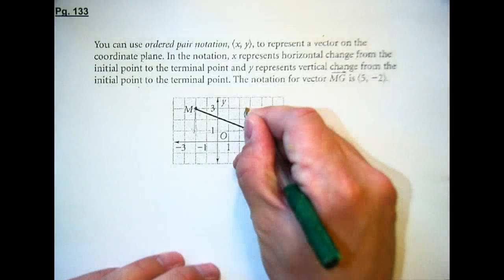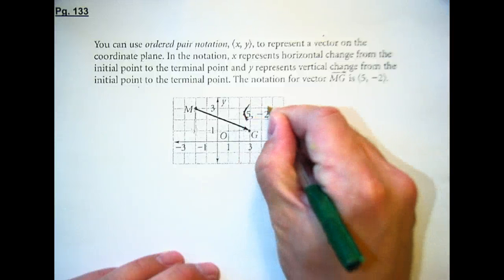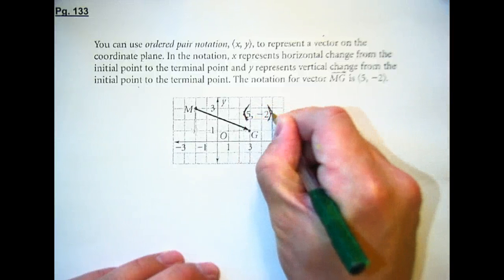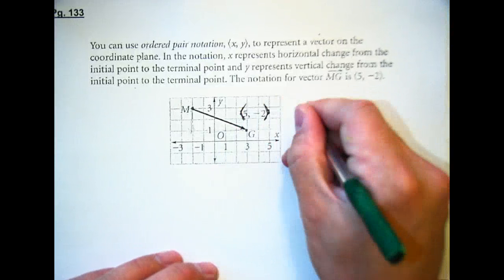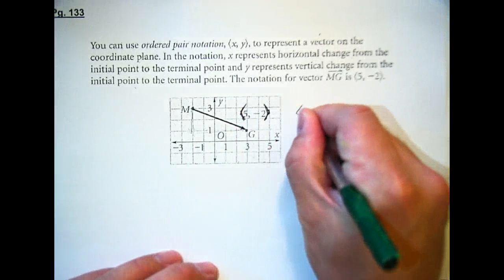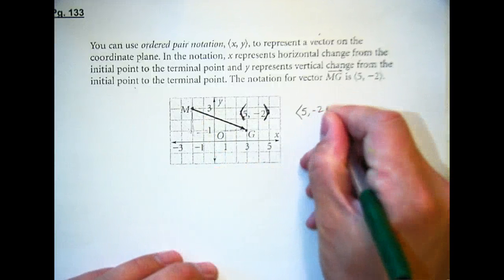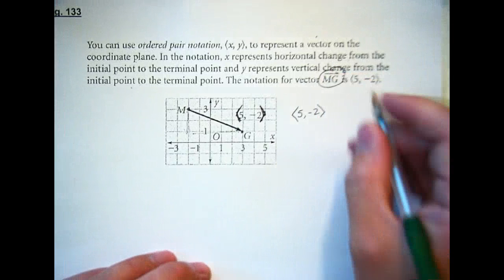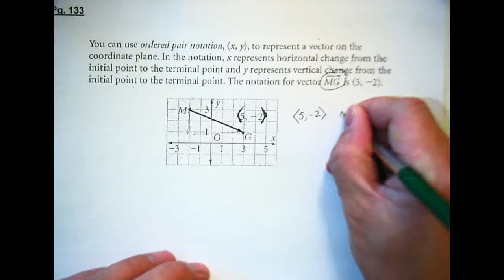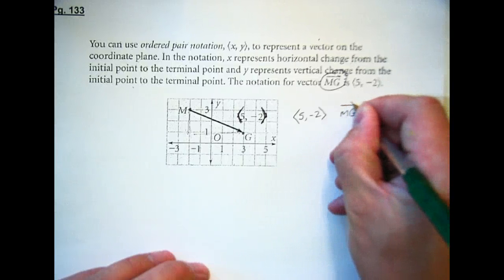And you'll notice the way we show that is vector notation like this. We use these brackets that kind of look like the greater than and less than symbols. So using that, we go to the right 5 and we go down 2. Notice how we write the name of a vector. So these are all math symbols. So MG, if we're talking about a vector, we just put an arrow like that above it.